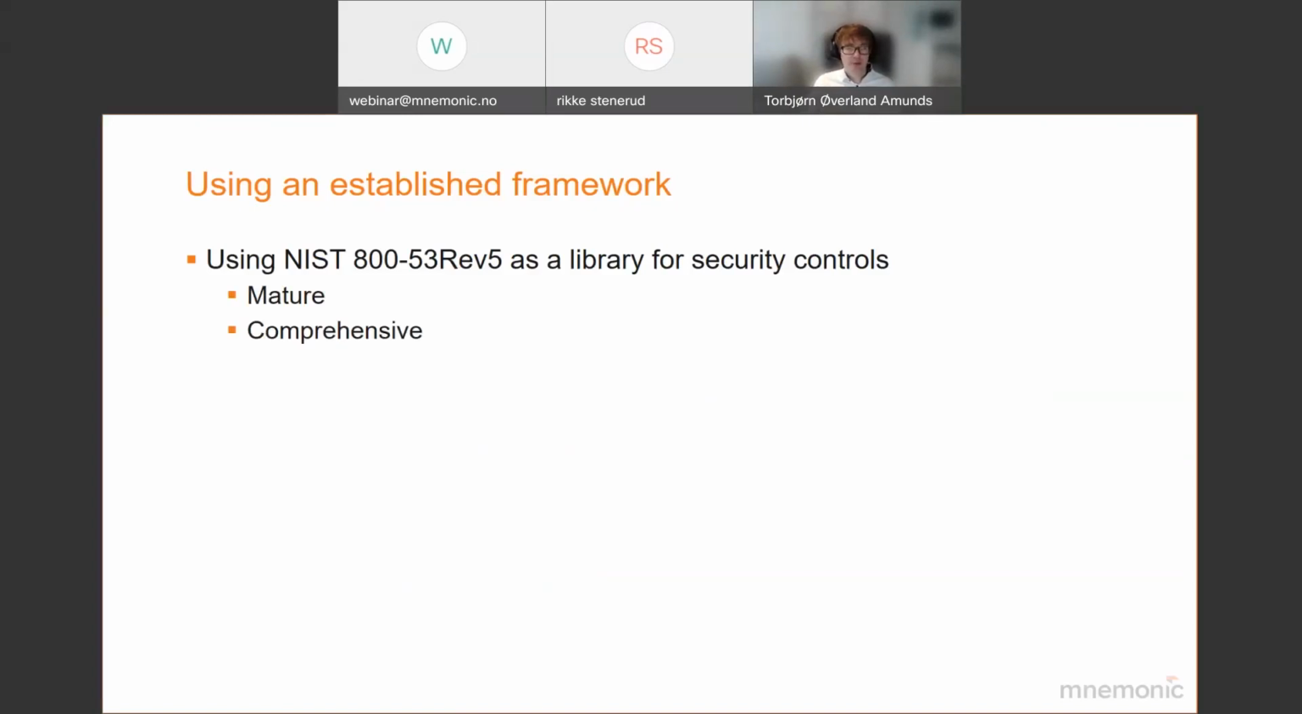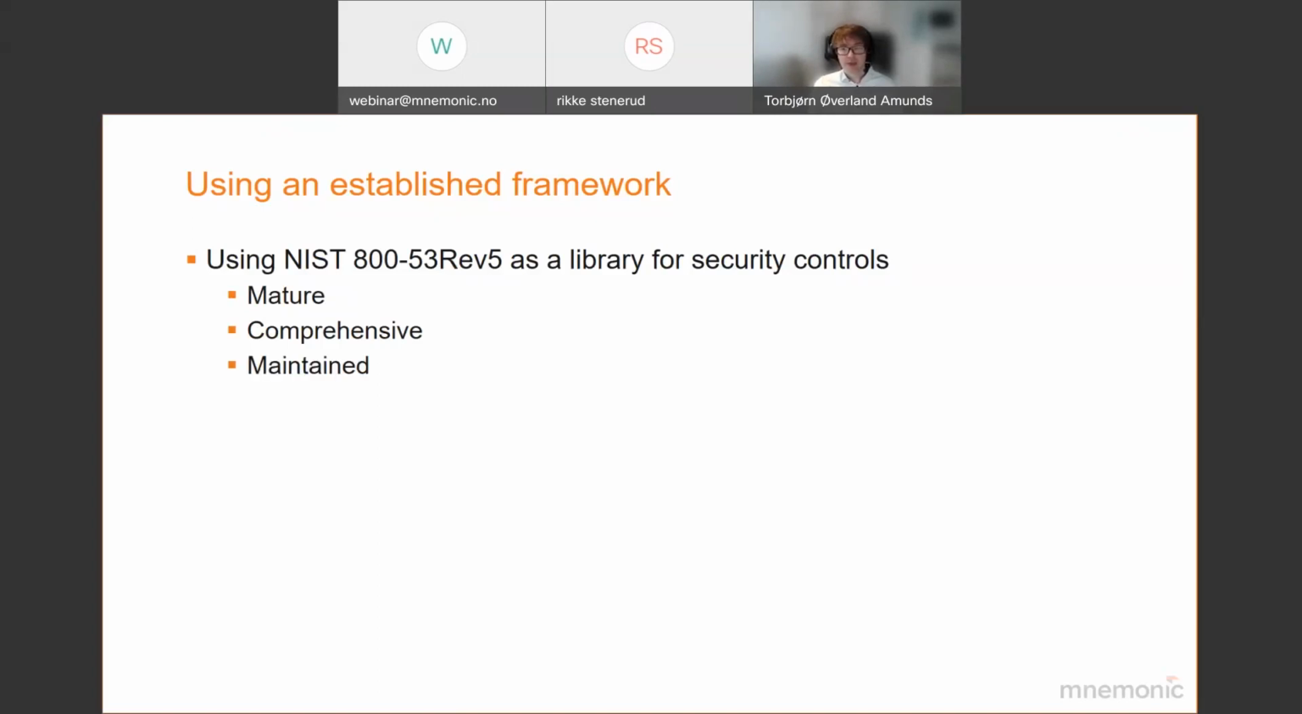I think it's hard to say, with the speed of technology developments and security as a domain itself, that anything is complete. It will always need to be, how to say, reviewed and evolved. But 853 is comprehensive, so it covers most. Well, for most companies, it covers all needs, I would say.